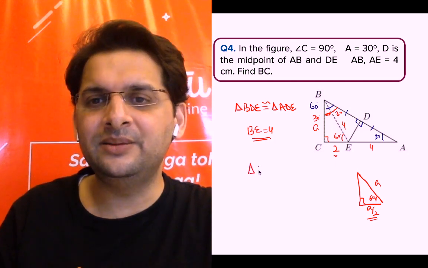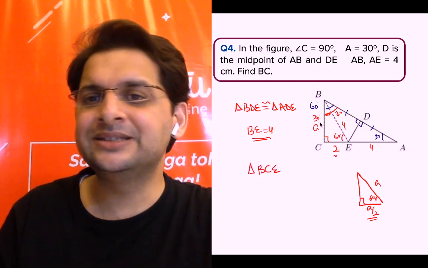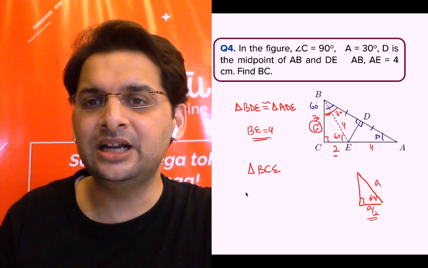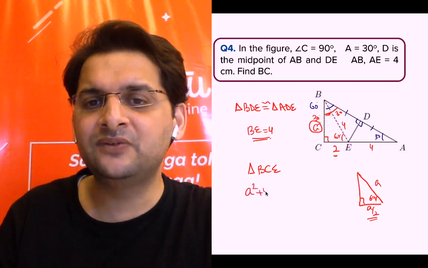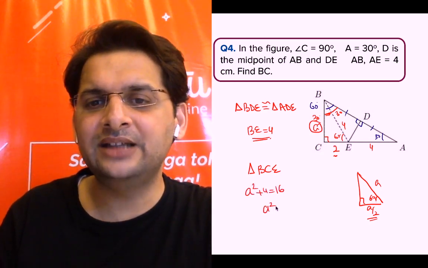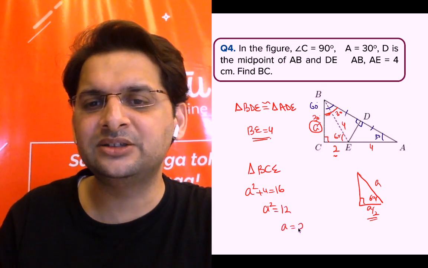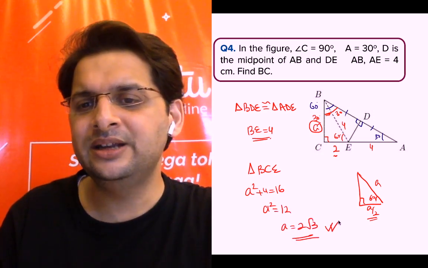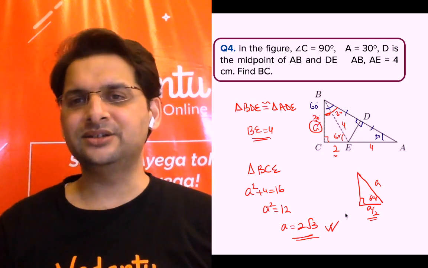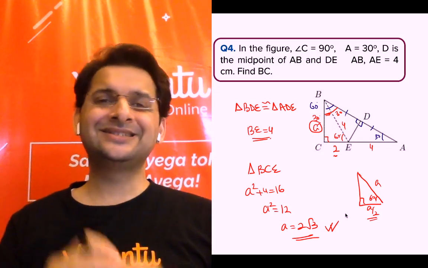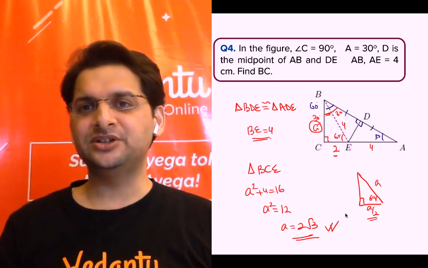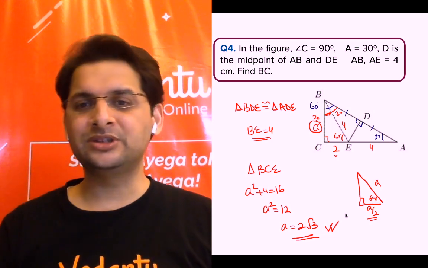In triangle BCE, BC is the only unknown side and this is a right angle triangle. So can I say a square plus 4 is equal to 16? And hence a square is 12, which gives me a as 2 root 3. So 2 root 3 is the right answer. This was also a tricky one, which has some application of Pythagoras theorem. I hope ये question सबको समझ में आया.